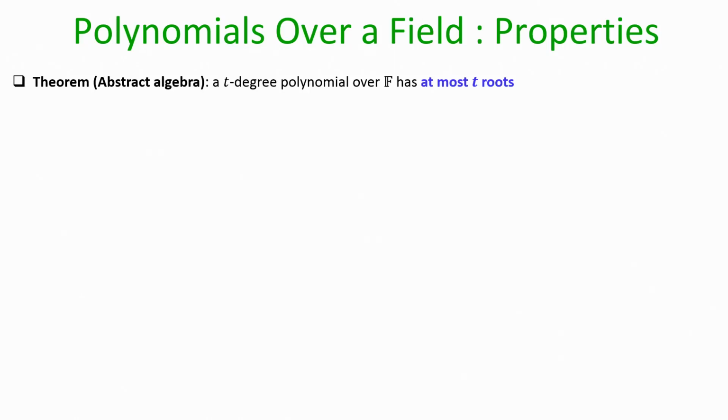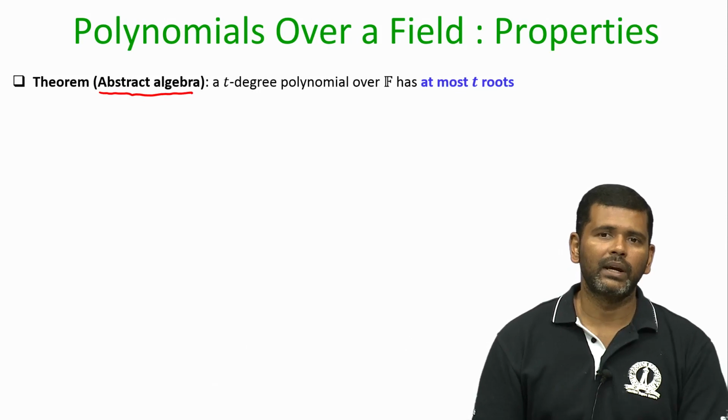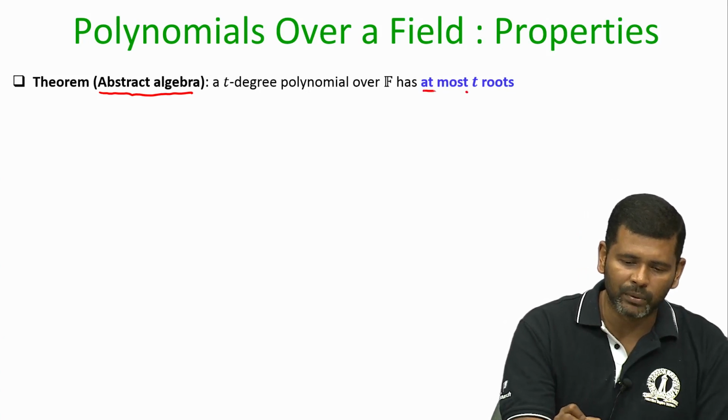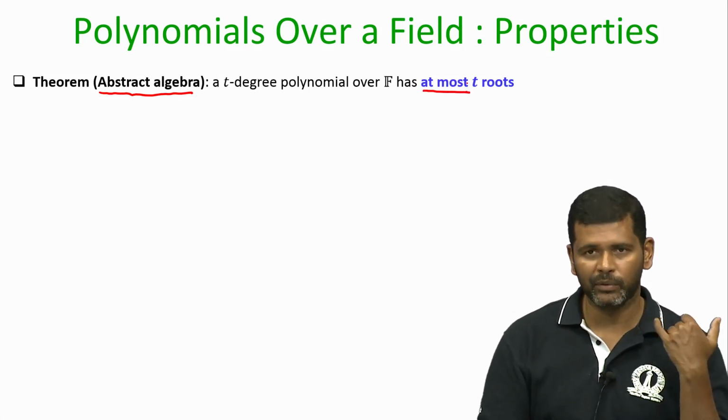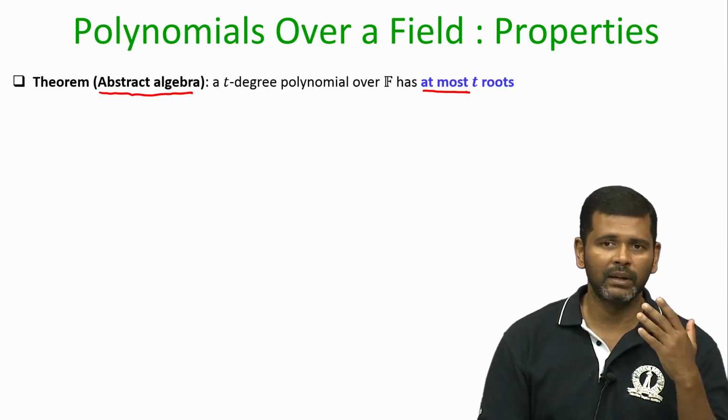which is similar to the results regarding the number of roots that you may have for an integer polynomial. By integer polynomial, I mean where you have integer coefficients and the integer addition and integer multiplication. So, this result is regarding the number of roots that you may have for a polynomial over a field, and the result says that if you take a t degree polynomial over the field, then it can have at most t roots. That means either it can have 0 roots, or 1 root, or 2 roots, or maximum t roots.